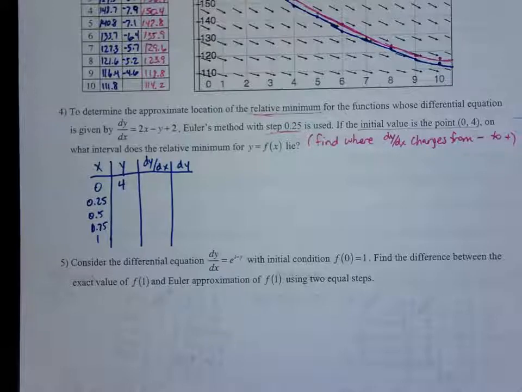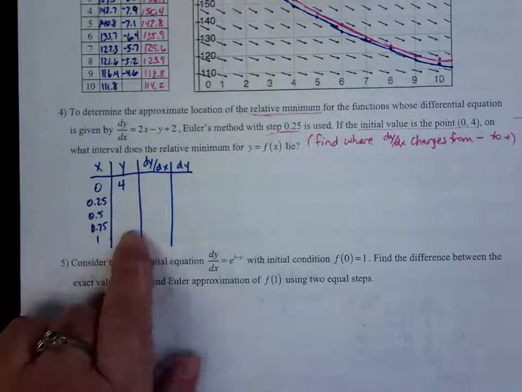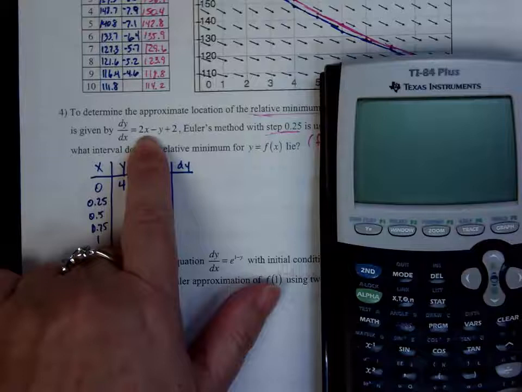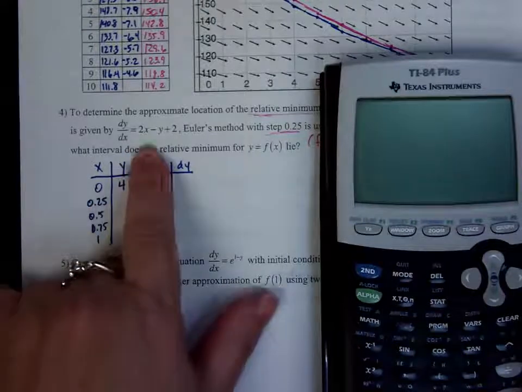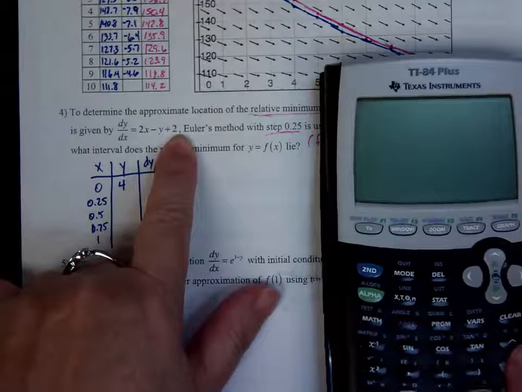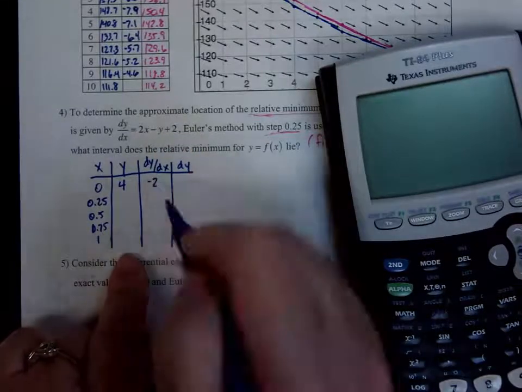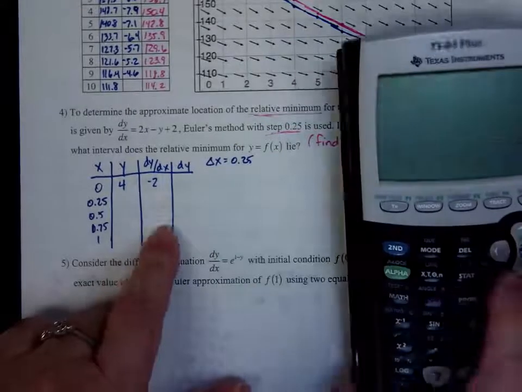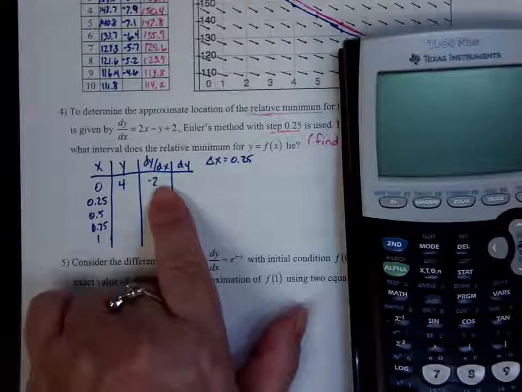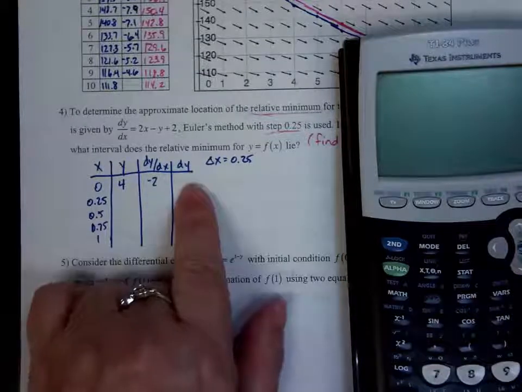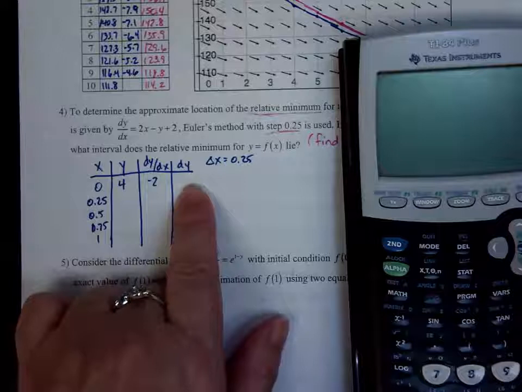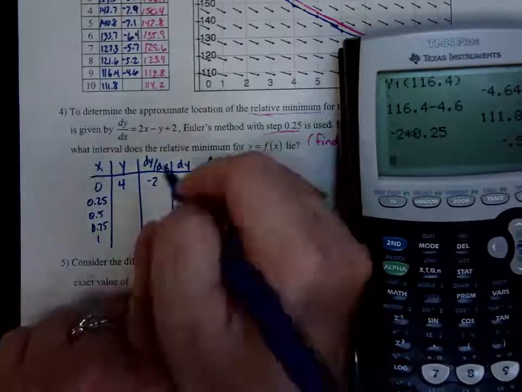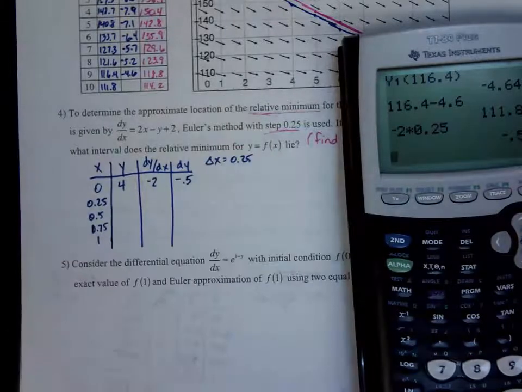Now we start the process. I'm going to use my calculator because it helps me. So, dy dx this time is 2 times the x. Well, that's easy, that's 0, minus 4 plus 2, negative 2. Let's write out to the side delta x equals 0.25, because remember, we take our slope and multiply it by that to put it in the dy column. So negative 2 times 0.25 is negative 0.5. Are we good with that?